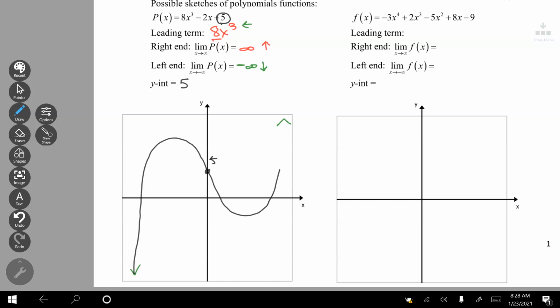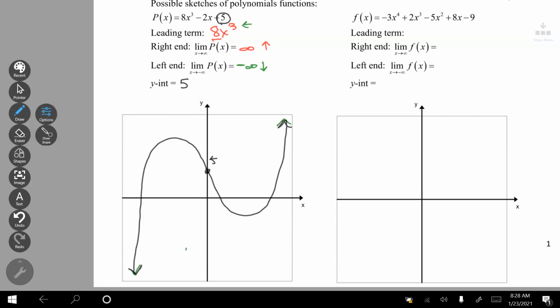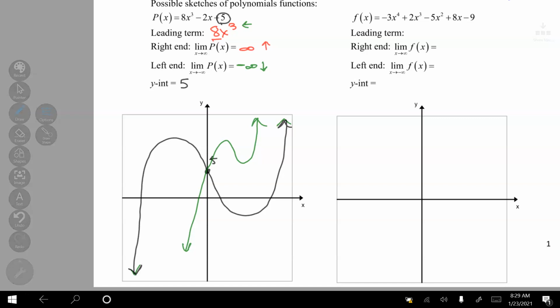So here's a possibility that I could draw. Something like that. That's one possibility. I could also draw something like this. You know, I need more details to see what's going on. So this leading term is really, what we're doing now is a big picture idea, a global view of what's going on, what the ends are doing, and maybe something else, and how many turns it has.